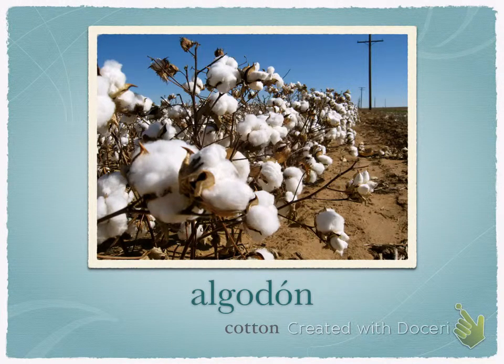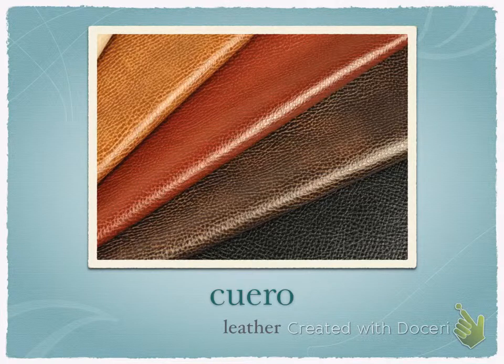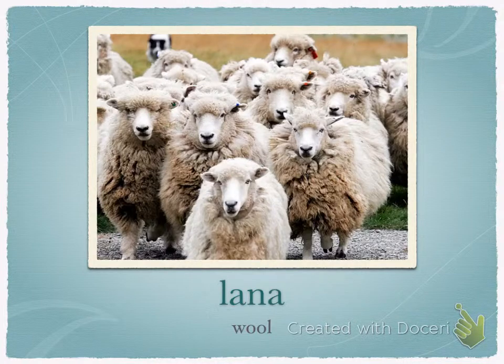Now, these are some of the materials that clothes can be made out of. So the first one here is cotton, and in Español we say algodón. Leather, cuero. Wool, lana.